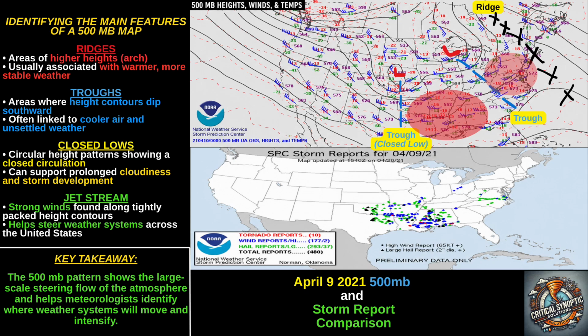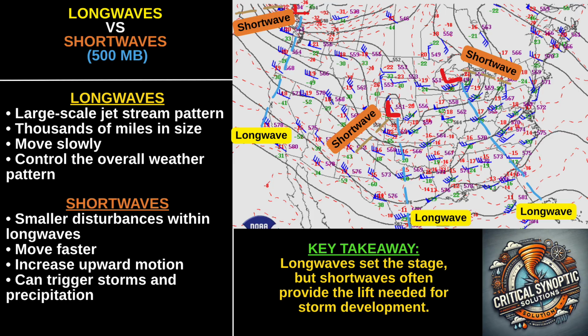Not every trough is the same size. Some are huge, stretching across a large part of the country. These are called long waves, and they control the overall weather pattern for several days. Inside those larger waves are smaller ripples called short waves. A simple way to think about this is the long waves set the stage, but the short waves will often steal the show. As a short wave moves through the atmosphere, it helps give the air an extra push forward. That can lead to more clouds, rain, and sometimes even severe thunderstorms if the other ingredients are already in place.